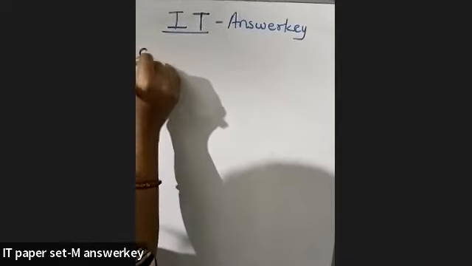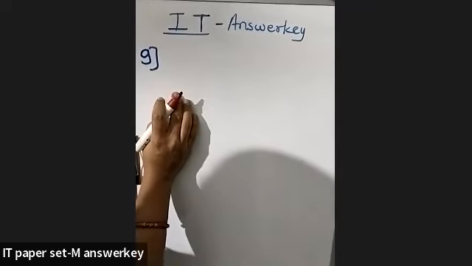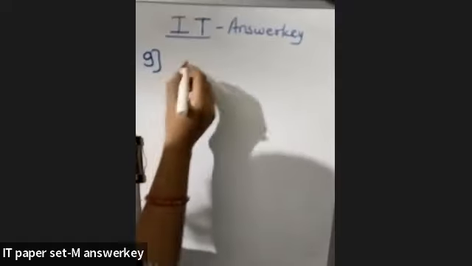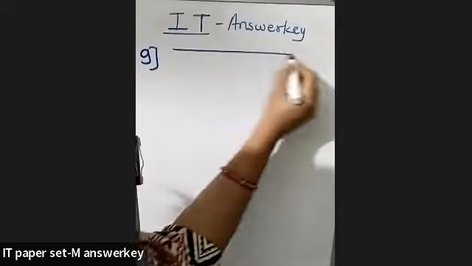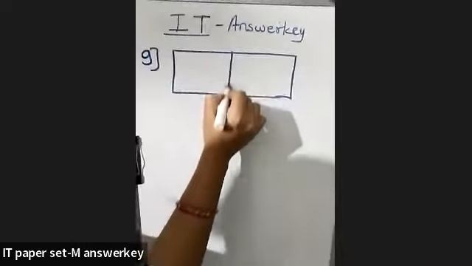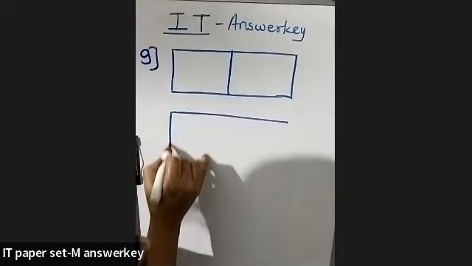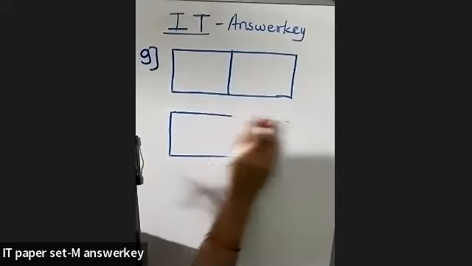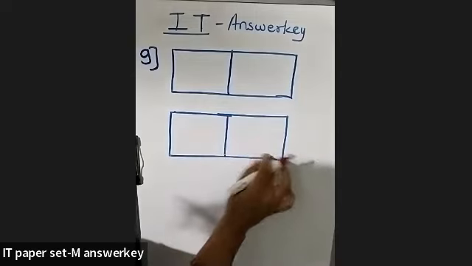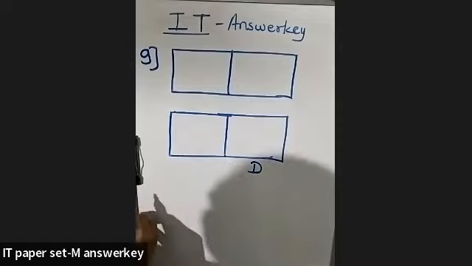Question number 9. Figure. Now, the figures are rotated and after rotating, the second figure is obtained. Now, I am drawing here the first two figures which they have given and I am applying this relation to the third and fourth figure. So, we can find out the fourth figure. The figure at the place of D, we have to find out.